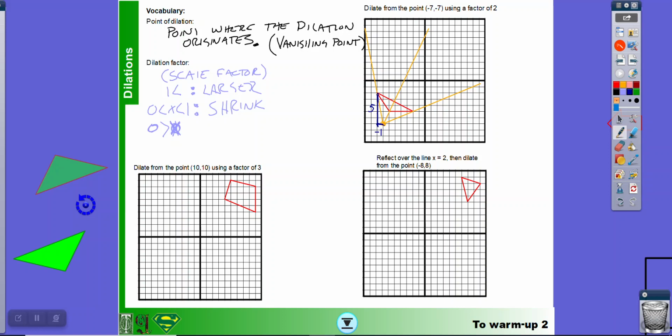All right, and we are going to apply a factor of 2. So we're going to multiply each of these by 2. So what is -1 times 2? So instead of moving 1 in the negative direction, I'm going to now move 2 in the negative direction. Instead of moving 5 in the positive direction, I'm going to move 10. So from the center of dilation, I'm going to go to the left 2 and up 10.